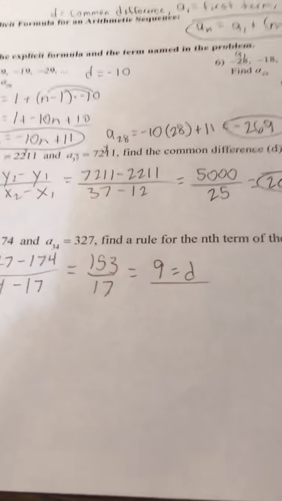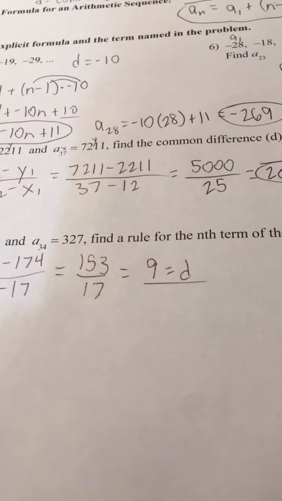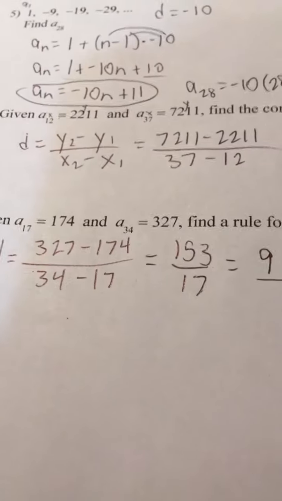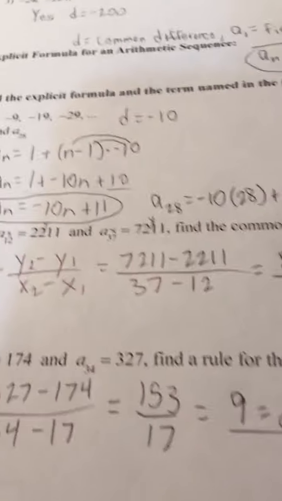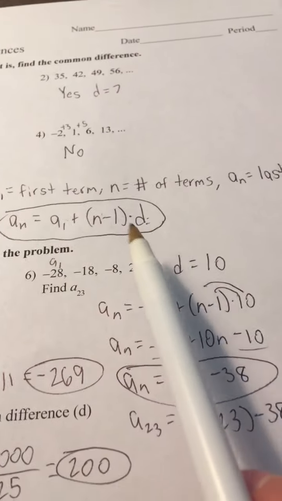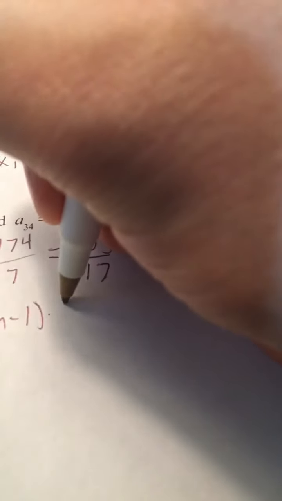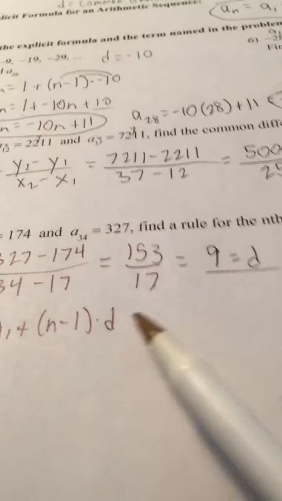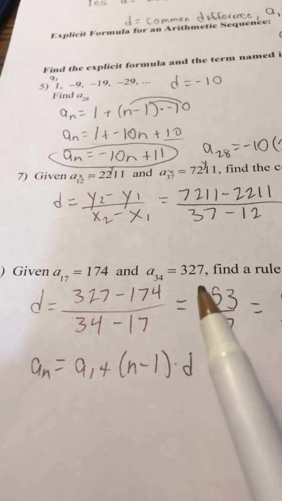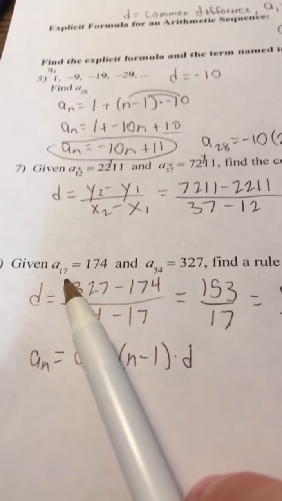All right, now I also need to know A1. I don't know that right now. I could just keep subtracting 9 from 174 until I got back to A1. But there's a quicker way. I could use my formula. This one right here, I'm just going to write the formula down. AN equals A1 plus N minus 1 times D. I know D. I just found that. And I could use really either one of these as AN. It doesn't really matter.